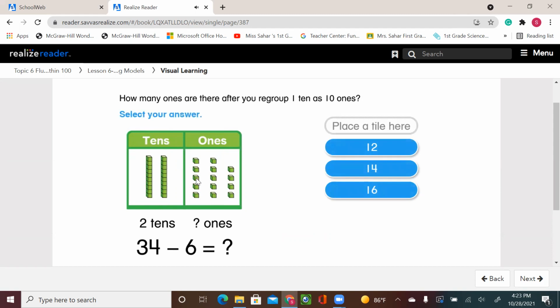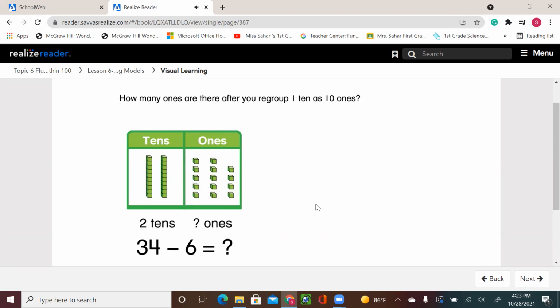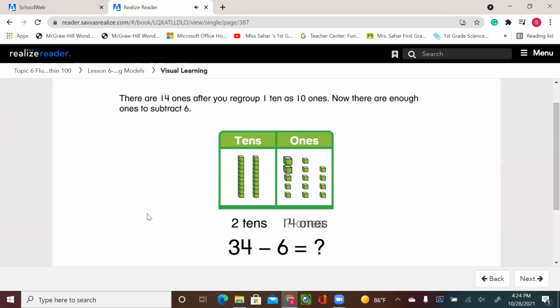Select your answer. As you see, I regroup, so I moved 1 ten to the ones. And since I moved it to the ones, I will break it into 10 ones, 10 simple units. So now I have 10 and 4. So over here, I have 14. So let's see. There are 14 ones after you regroup 1 ten as 10 ones.